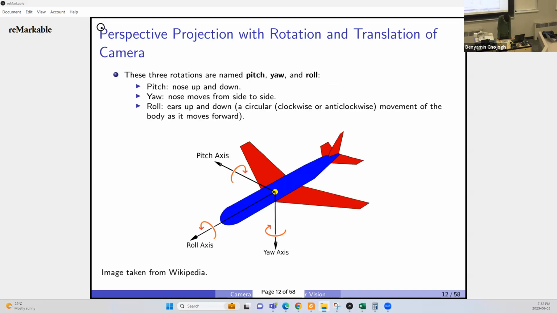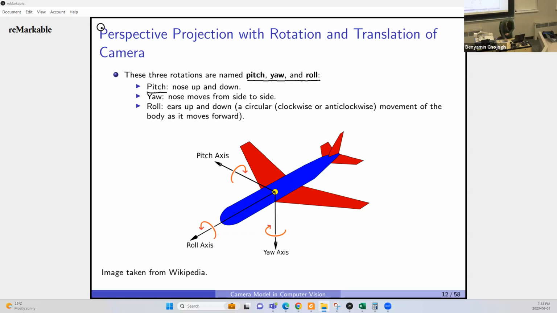These 3 rotations are named pitch, yaw, and roll. This is very important for cameras, especially in robotics. If you go to a robotic company, you hear these words a lot: pitch, yaw, and roll.